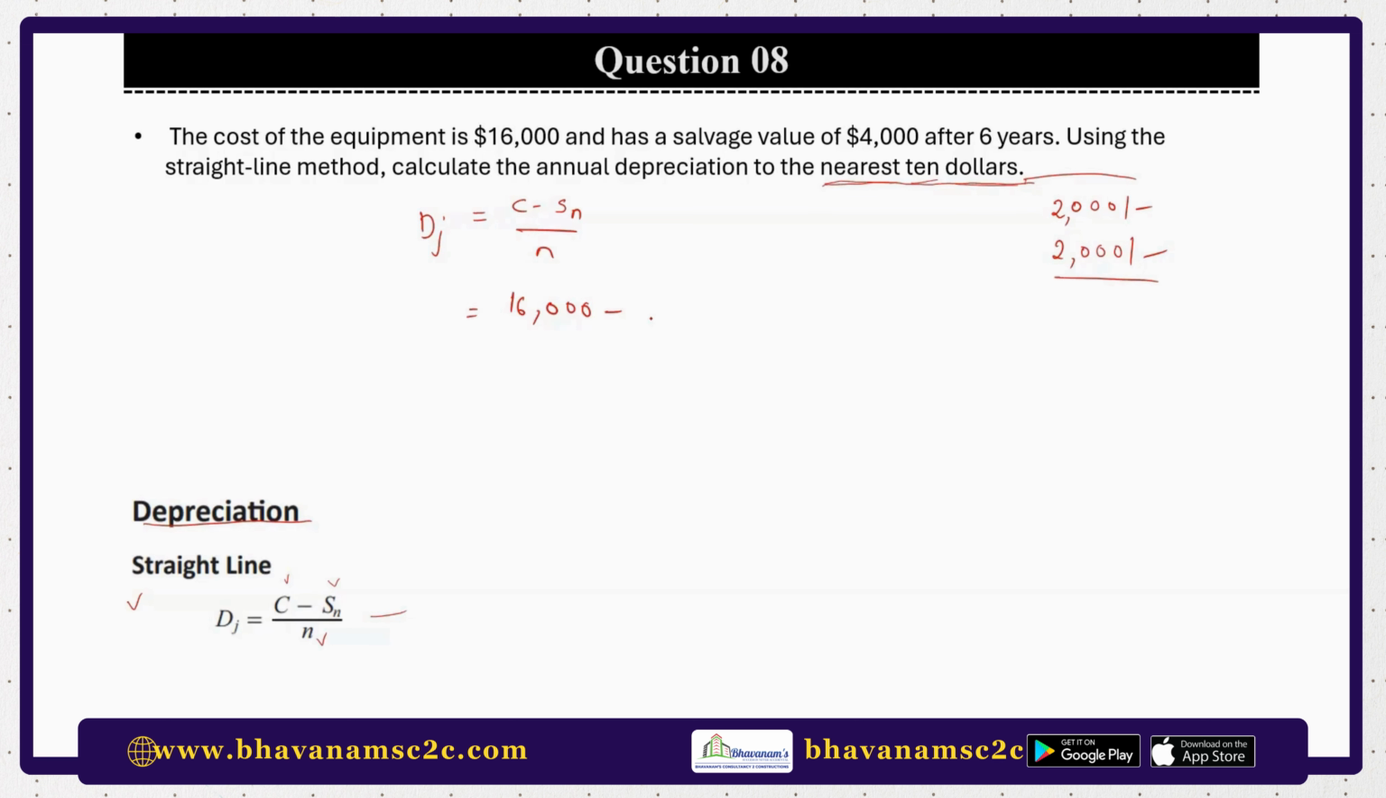After certain years of usage, the fall in the price, that is the salvage value. The cost was given as 16,000, and the N value as 6 years. Okay, that is 2,000. It means that you don't need any graph, but I'm just giving you the graph for better understanding.